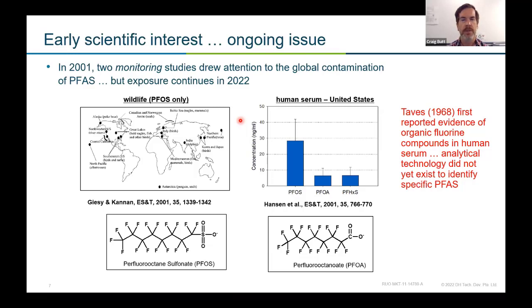But this really wasn't the first indication that PFAS may be in human blood. That was work that Taves did back in 1968, reporting evidence for organic fluorine compounds. However, at that time, the analytical technology didn't exist to actually identify what they were. We now suspect that actually what he was measuring was PFAS, but we didn't know that at the time.